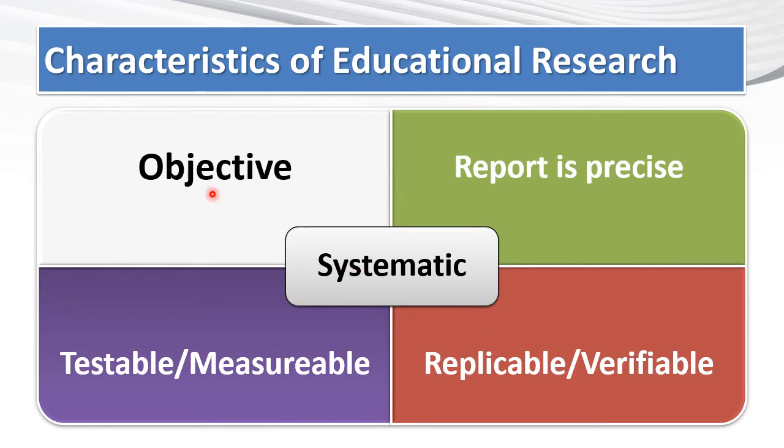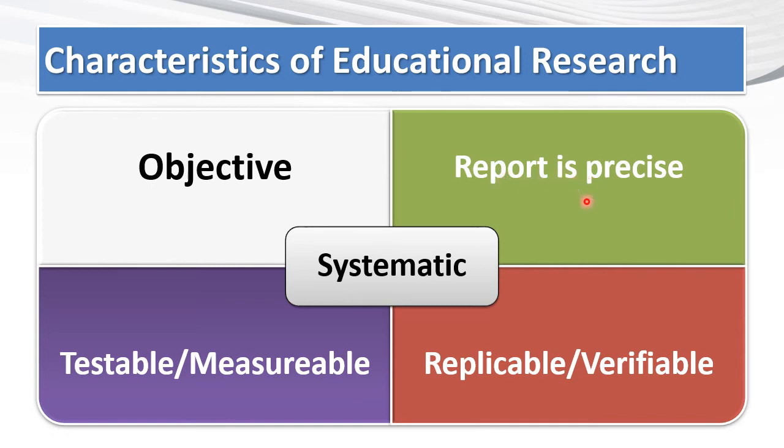The other characteristic of educational research is that it is objective. Now, this means that the findings are reported as they are, like there's no bias, and the interest of the researcher is not allowed to interfere with the research procedure or the process. That is objective. The other characteristic of educational research is that the report is precise.